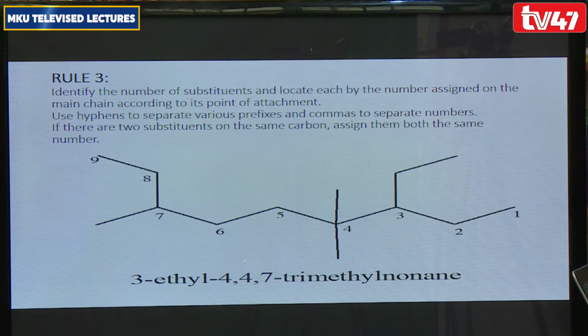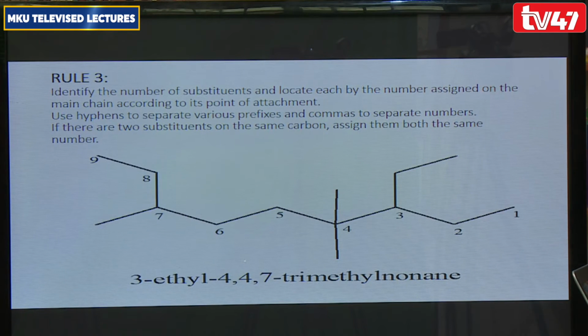So that is one thing to note, that we are using the preference of alphabetical order. Apart from that, you note that where one group occurs more than once, we are using the prefixes di, tri, etc. Now, those prefixes are not considered in alphabetical order. Even if we had only 2 methyl groups, it would have been a di, and D comes before E. But it would still have been 3-ethyl, then dimethyl, because di in this case would not be considered in preferences.